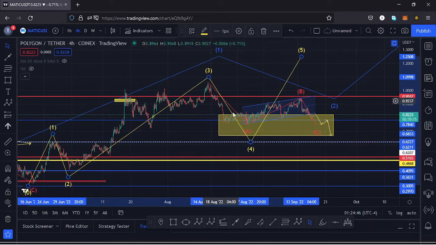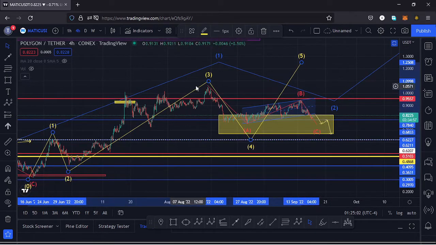In case we retrace into that target area, that is that dotted line, then that will be invalidating this Elliott wave structure, and I'll have to remove it here on the charts and view this movement to the upside as something else. So let's be patient and see how that plays out.